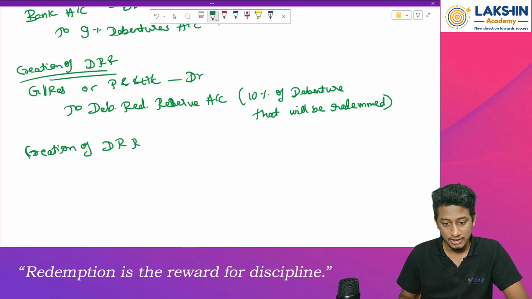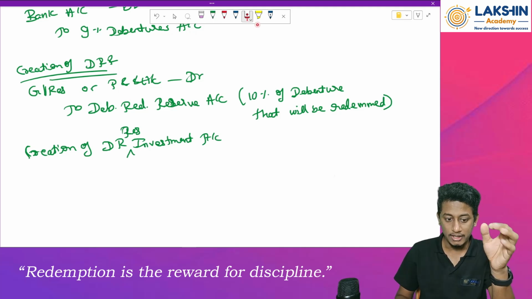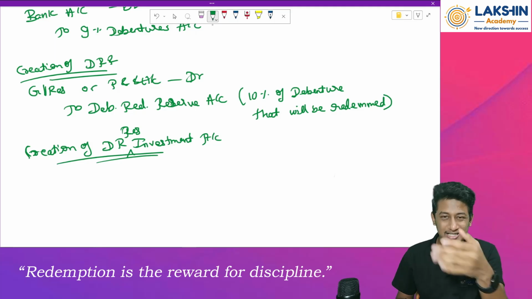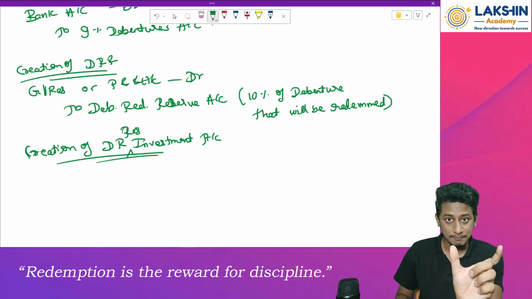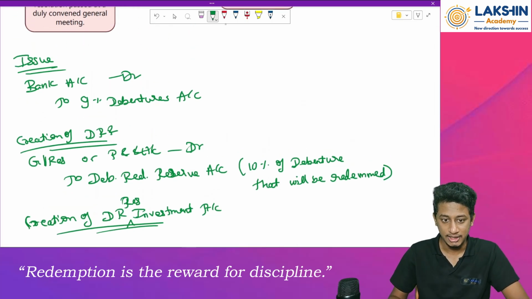Then the next entry will be the creation of the debenture redemption reserve investment account. Whatever debenture value is redeemable, let's say 40% or 60%, whatever it is, for that redeemable part we should have sufficient money tomorrow. Let us say I am issuing these debentures for, let's say, 10 years.